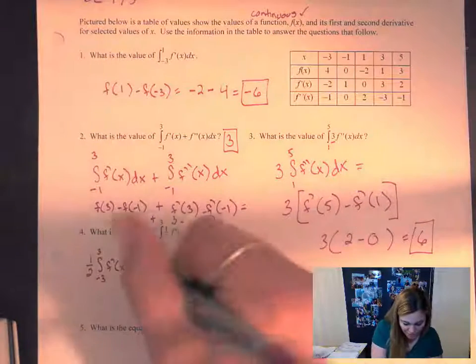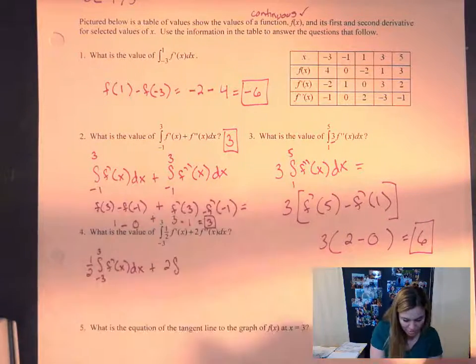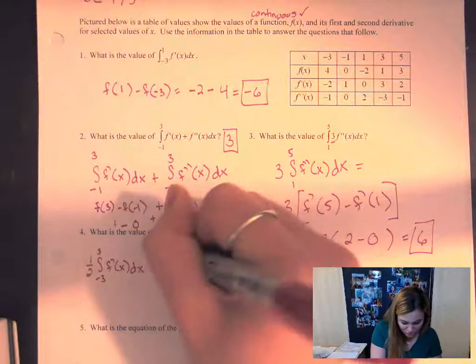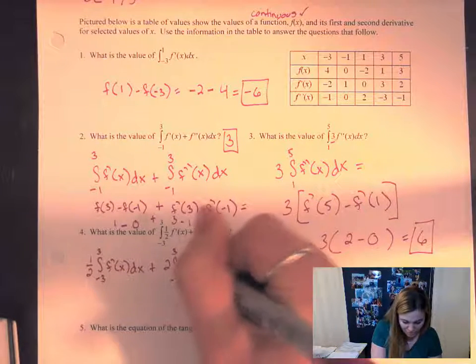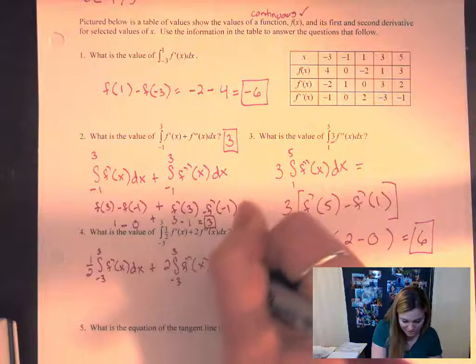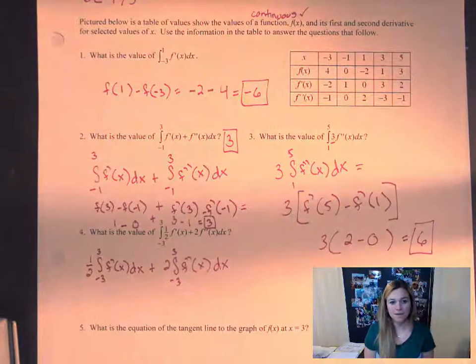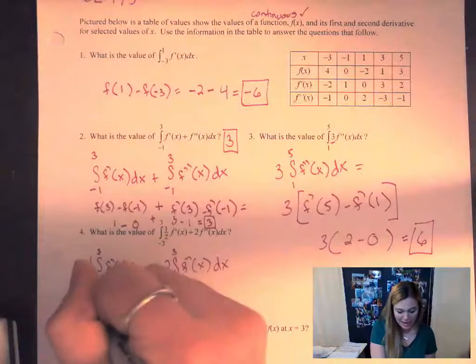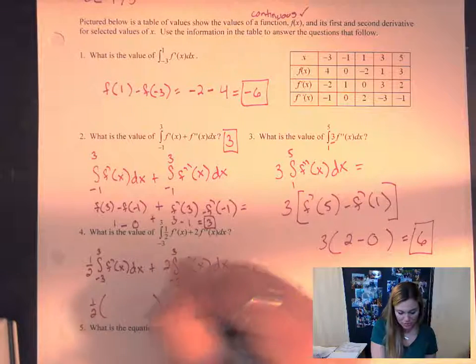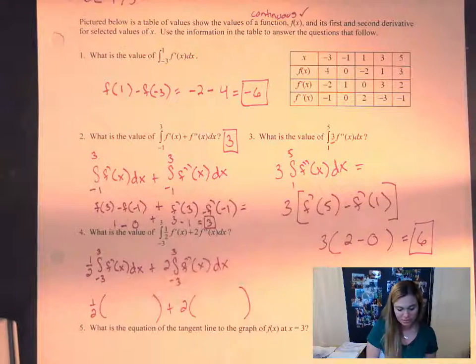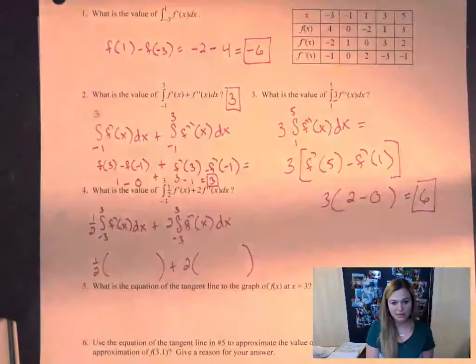This one, there's a 2 in front, but I've still got this integral from -3 to 3 of f double prime of x dx. Okay, you write the steps below it. So I'm going to write 1/2 times something plus 2 times something. What goes in each of those somethings?